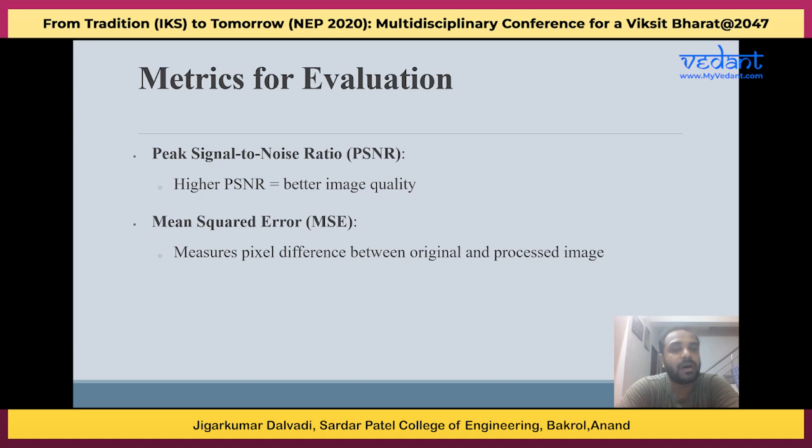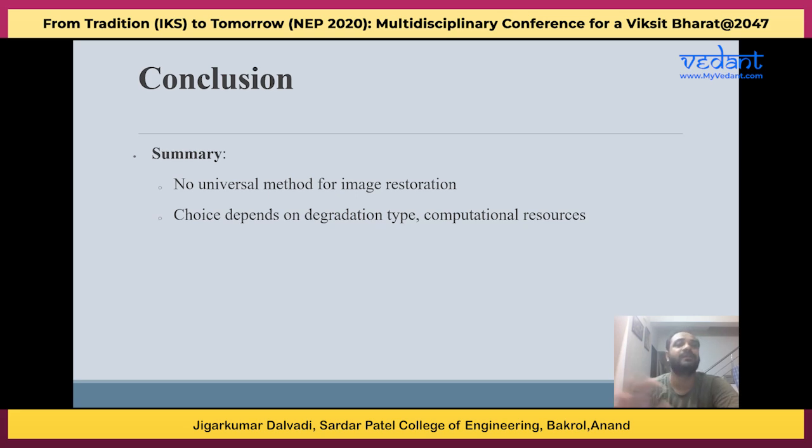Now let's talk about the different criteria, or performance metrics. The first one is PSNR, that is peak signal to noise ratio. If your PSNR is higher, it means your image quality is higher. Then MSE, that is mean square error. It compares two images, our original image and the image obtained after degradation. It takes the difference between these two. If it is minimized, then we can say that our degradation model is working properly.